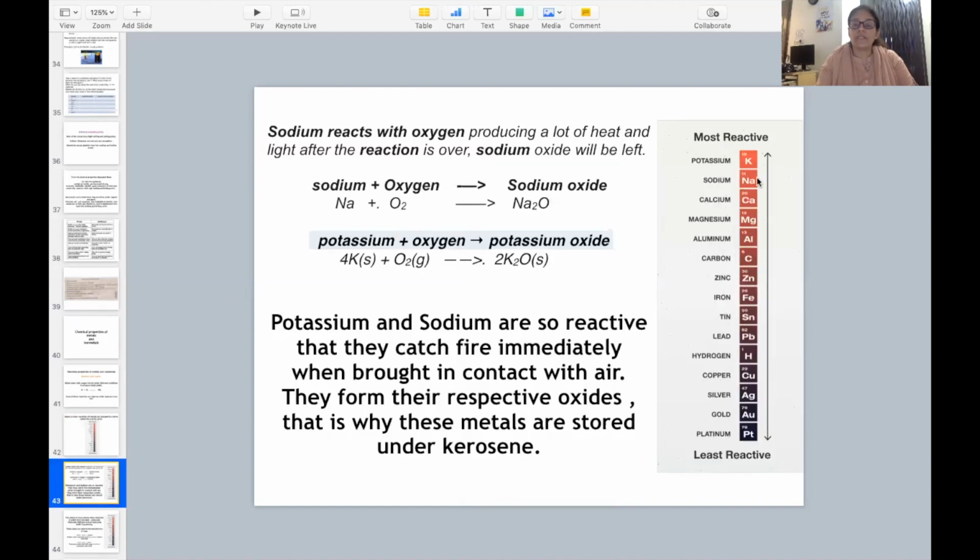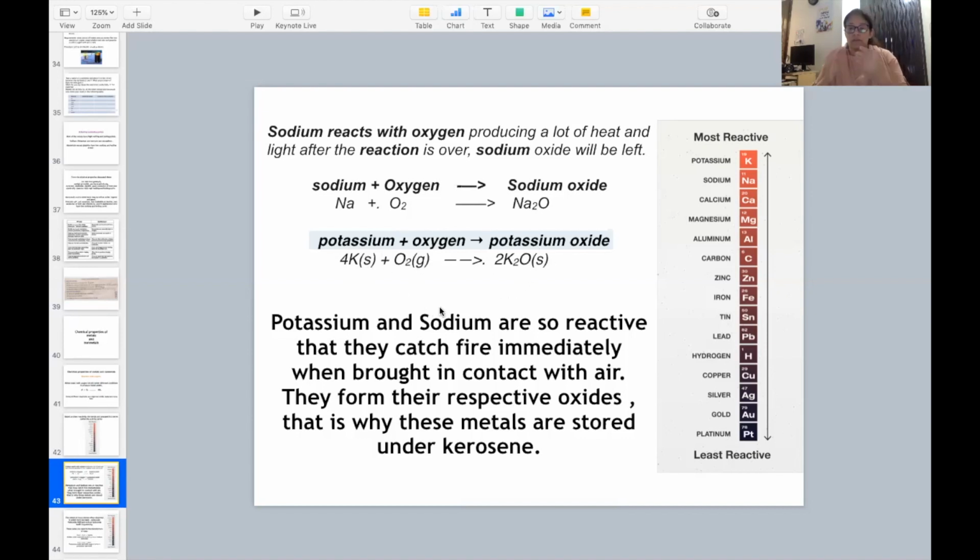Because we have potassium and sodium on the top, sodium reacts with oxygen producing a lot of heat and light, and when the reaction is over, sodium oxide is left. Here you can see from these equations, sodium and oxygen, when these react with each other, sodium oxide is formed. Here potassium, when it reacts with oxygen, potassium oxide is formed.